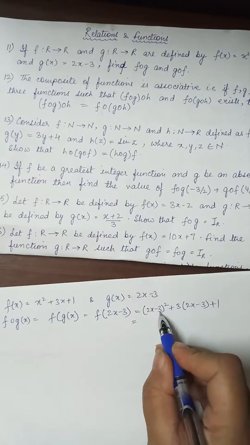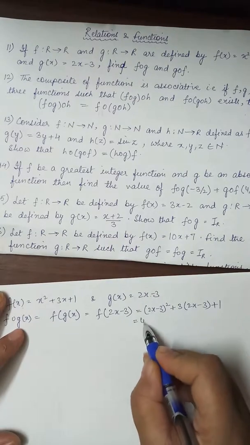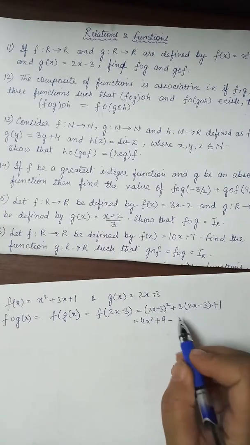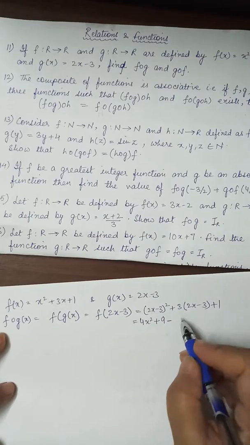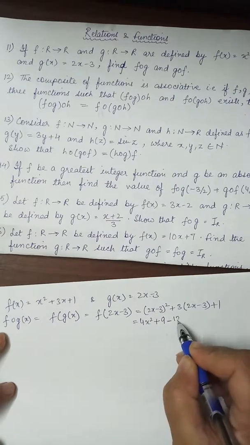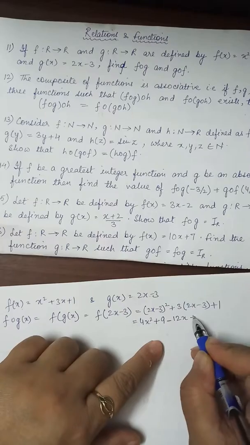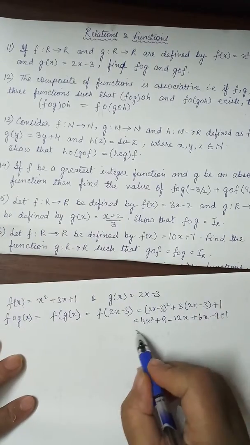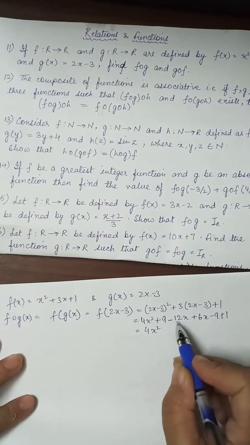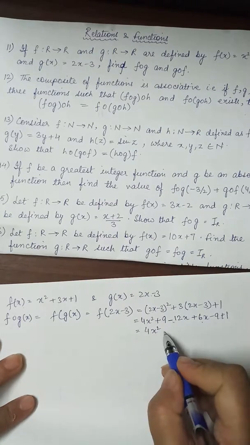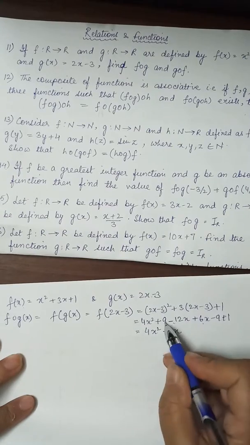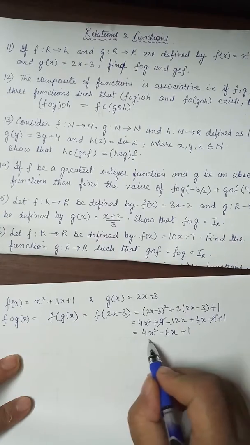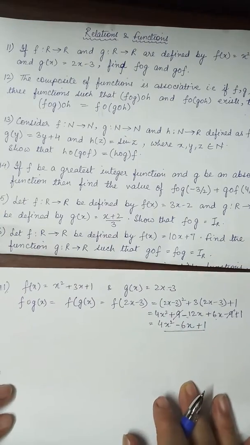Now this you can open with the formula of (a − b)², so a² + b² − 2ab, that is 4x² − 12x + 9. This will be plus 6x − 9 plus 1, right? So 4x² − 12x + 6x will give you −6x, plus 9 − 9, then plus 1 is left. So this is the value of your fog.